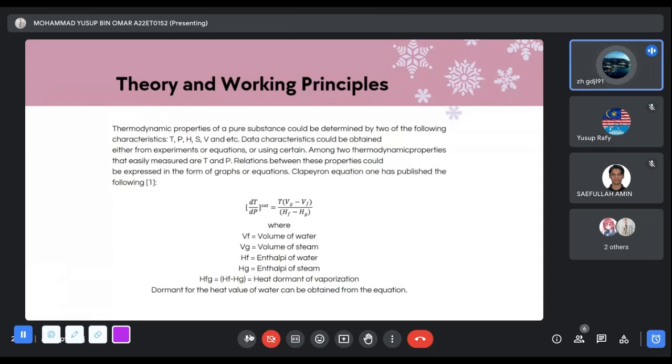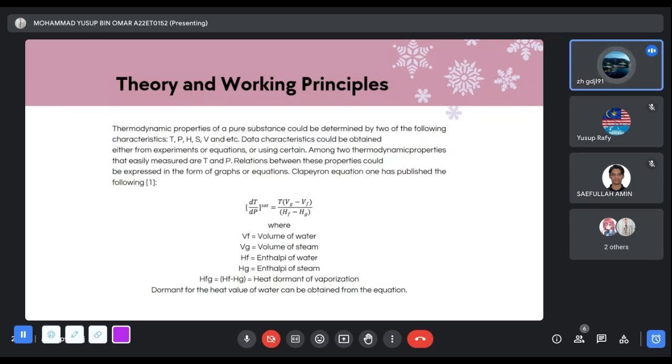So moving to the theory and working principle, thermodynamic properties of a pure substance can be determined by two of the following characteristics: temperature, pressure, enthalpy, entropy, volume, etc. These characteristics could be obtained either from experiment or equations. Among the thermodynamic properties, the ones that are easiest to measure are temperature and pressure. Relations between these properties can be expressed in the form of a graph or equations.